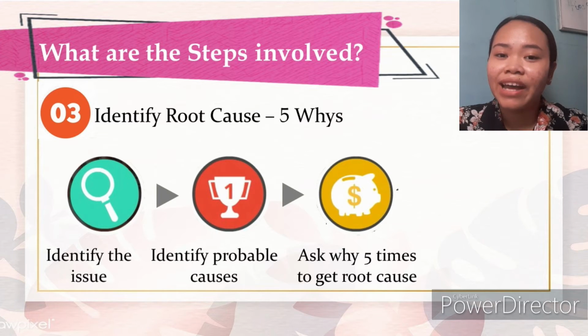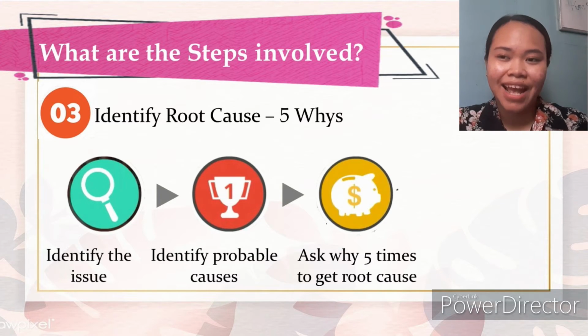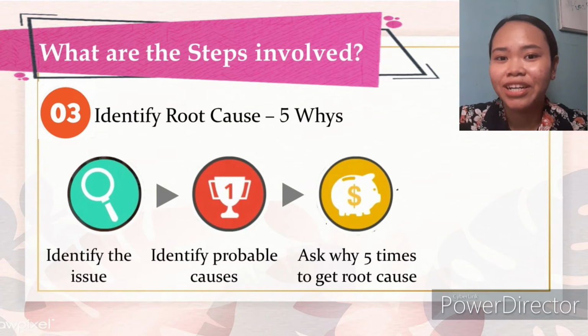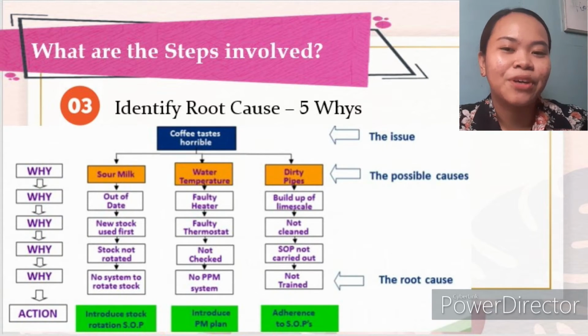And in identifying the root cause, first, identify the issue. Second, identify the probable causes. And third, ask why 5 times to get the root cause. And here is an example of identifying the root cause using the 5 whys.